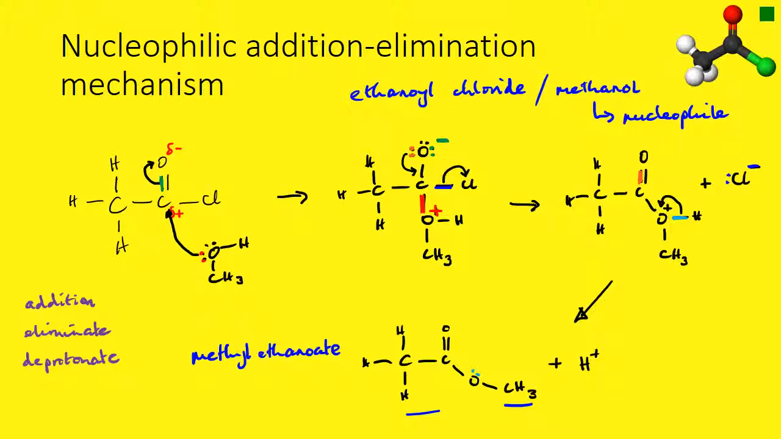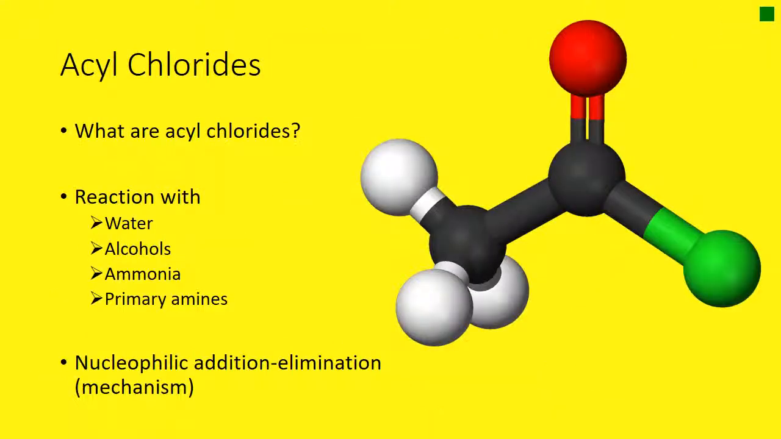But that's it. That's all you have to do. We'll get plenty of practice on that, and it'll become second nature to you. So that's finished the lesson on acyl chlorides. We've worked out what they are, and we've looked at their reactions, and we've looked at the mechanism as well. So hopefully that's all been clear. We'll get some practice on other examples of the same mechanism.